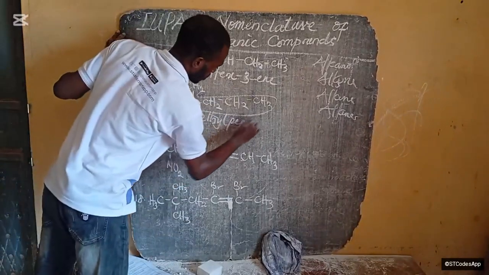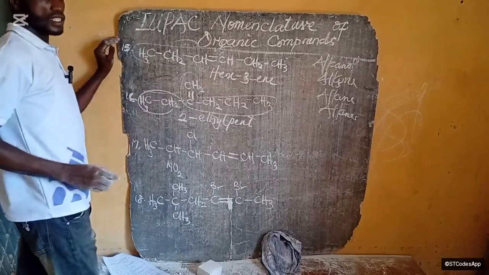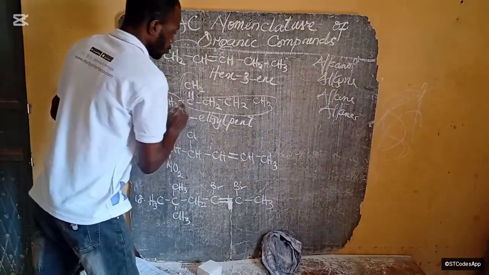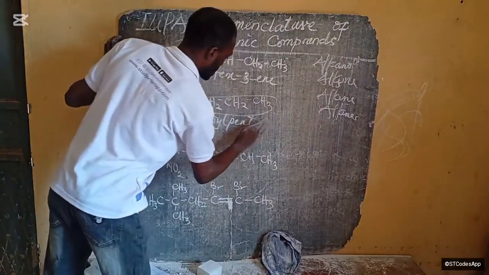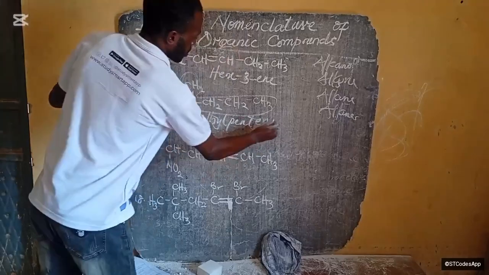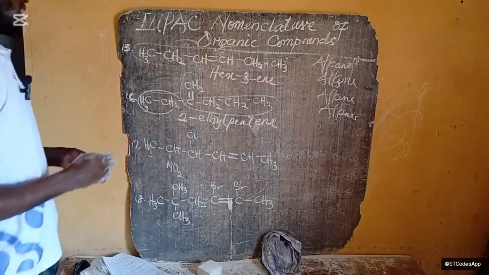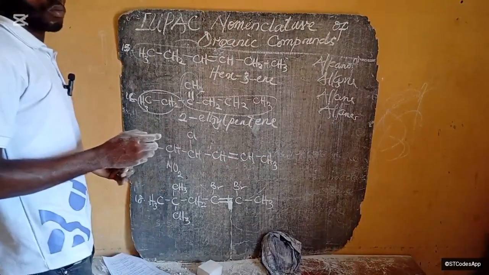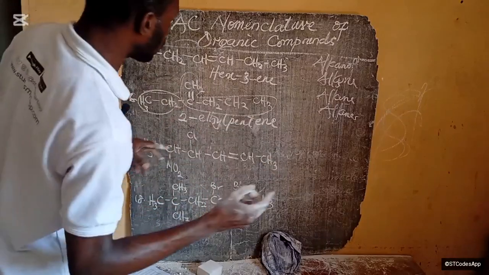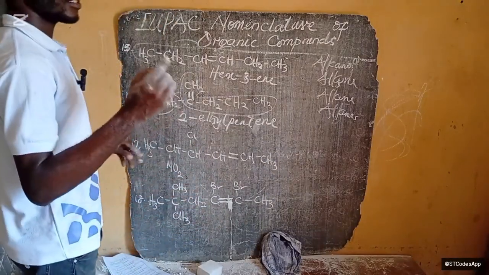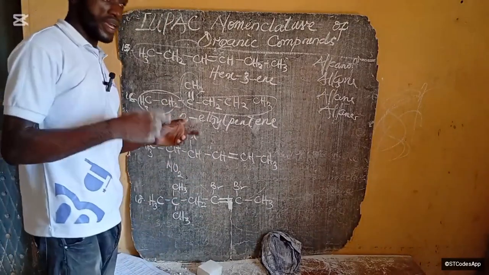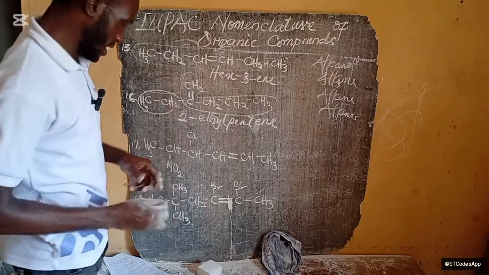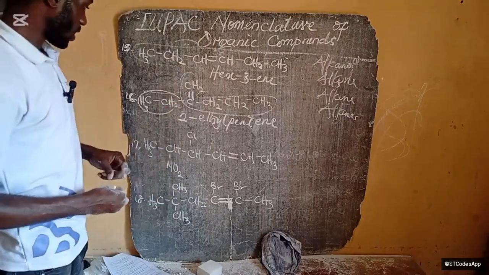Pent. Carbon 1 bears the double bond, so we don't need to put 1. Is that okay? It's not compulsory. So pentene, because it's now a double bond. If the double bond appeared more than once, maybe twice, we'll put the numbers in this case. Let's say it's on carbon 1 and 3. 1,3-diene. Okay?